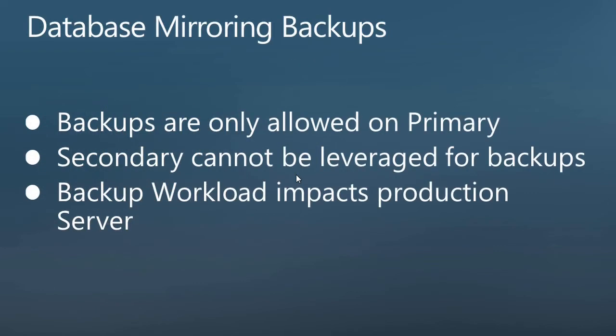So today in database mirroring, backups are only allowed on the primary replica. If you try to do a backup on the secondary, you're going to get an error message that says this node cannot be used for backups because it's in a mirror. The secondary replica therefore can't be used for backups, so you can't offload any of that workload onto your separate secondary. That means that your backup workload impacts the production server.